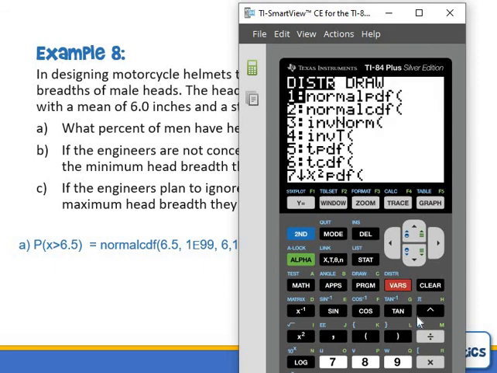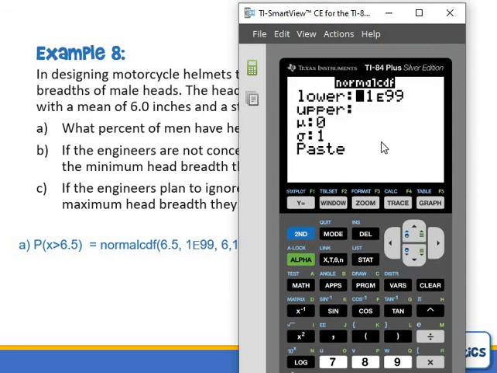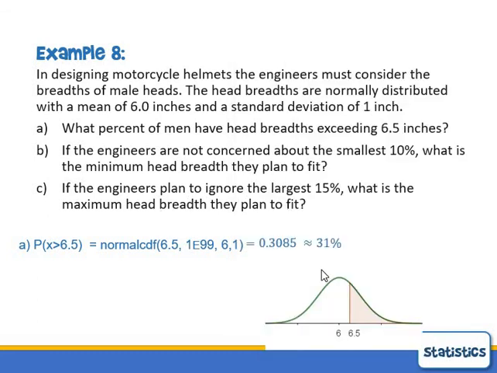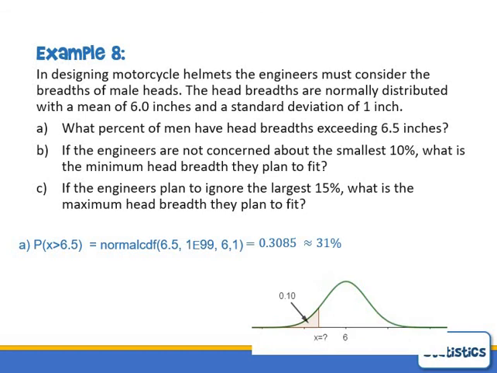Second distribution, number 2. So we want to go from 6.5, it's a greater than, 6.5 to infinity, so 1e99. And then the mean and the standard deviation, 6 and 1. And we get, it asked for a percent, about 31%, 0.3085. Okay, 0.3085 or about 31%.